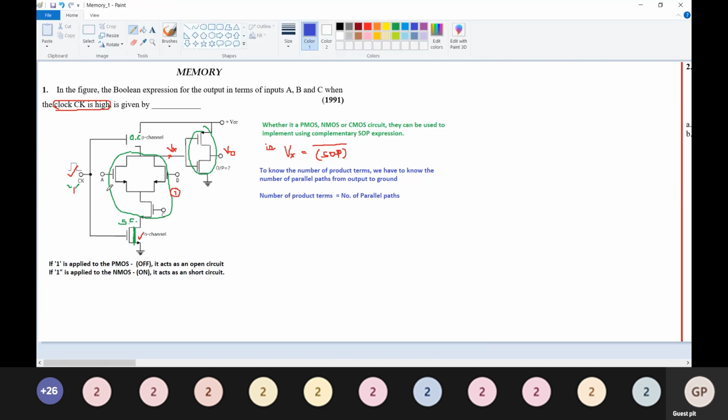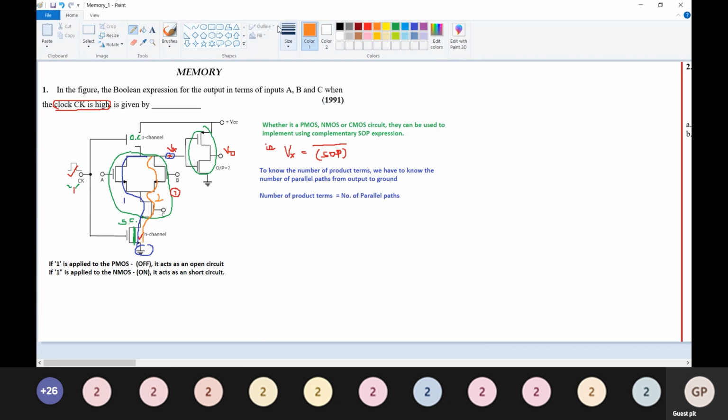If you take this network 1, this is your output here and this is your ground here. So you have parallel path 1, and this is parallel path 2 with respect to ground. So you have two parallel paths, so you will have two product terms.